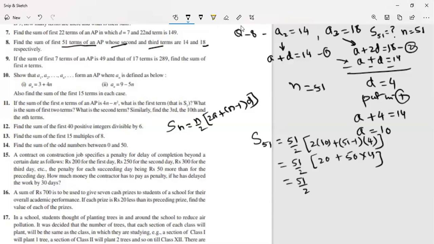51 upon 2. Some students I saw are cancelling the 2 with this 20. Whenever plus or minus is there, we cannot cancel. We have to just solve this and then cancel. So 5 fours are 20, so 200, 220. So 51 by 2 into 220. Now you can cancel, 2 ones are 2, 2 ones are 2. So 51 into 110 is equal to 5610.